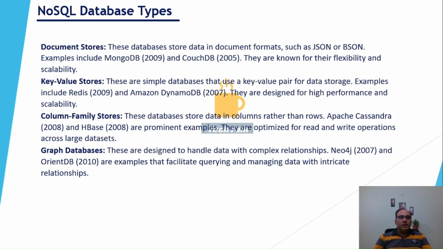Graph databases. These are designed to handle complex relationships. The use case of such databases is basically social networking sites like LinkedIn and Facebook, wherein different users are following different users, and you may get some sort of suggestion for common friends. So these are use cases or examples of graph databases. Neo4j and OrientDB fall under the category of graph databases. So these are the four different categories of NoSQL database.